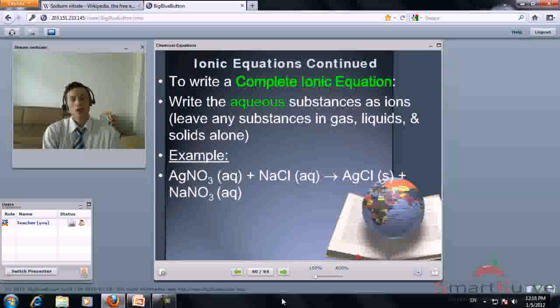Okay, to write a complete ionic equation on slide 60, write the aqueous substances as ions. A good example of that, we have silver nitrate, which is aqueous, plus sodium chloride, also aqueous, yielding silver chloride and sodium nitrate. Again, we know some of these reactants and products already. The NaCl we know is table salt, and that sodium nitrate we know as the explosive.